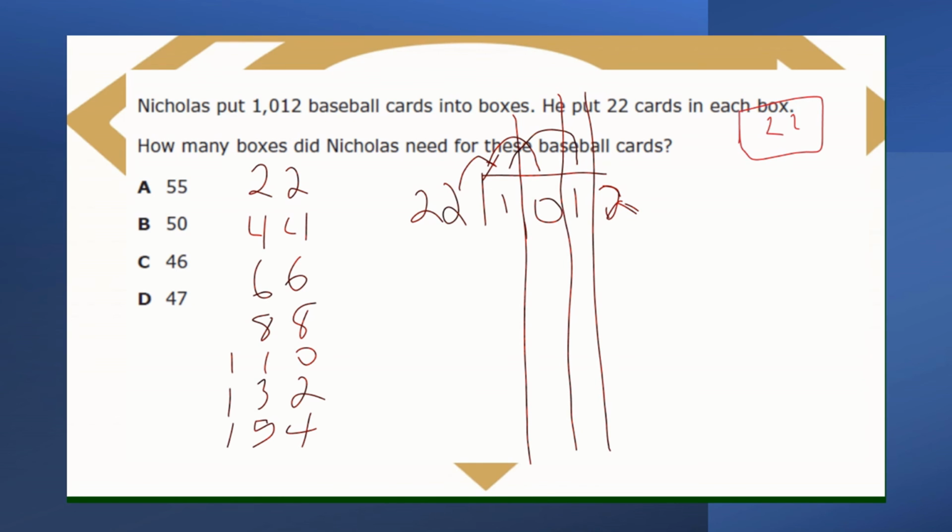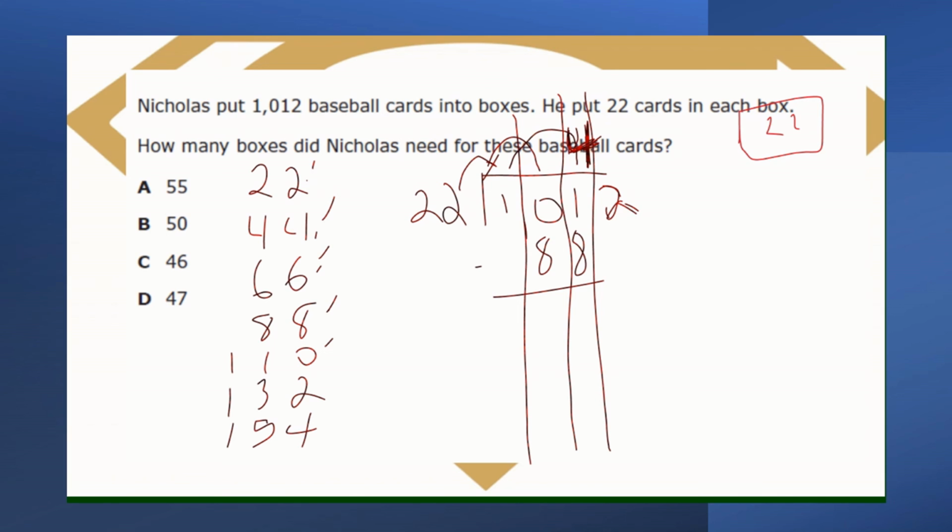Let's see how many times. 22, 44, 66, 88, 110. Oh, 110 is over. 88. How many multiples is that? 1, 2, 3, 4. So we'll put 4 there. 22 times 4 is 88. Boom.